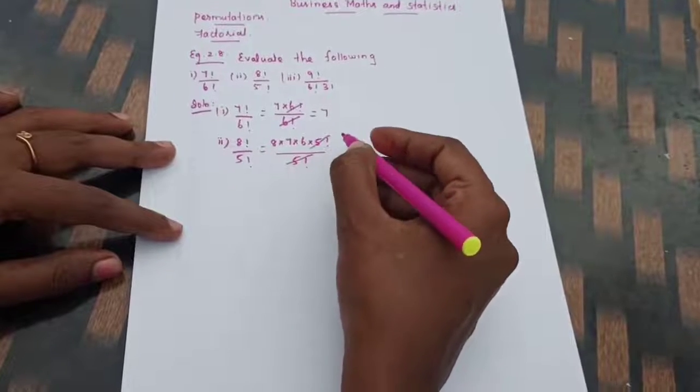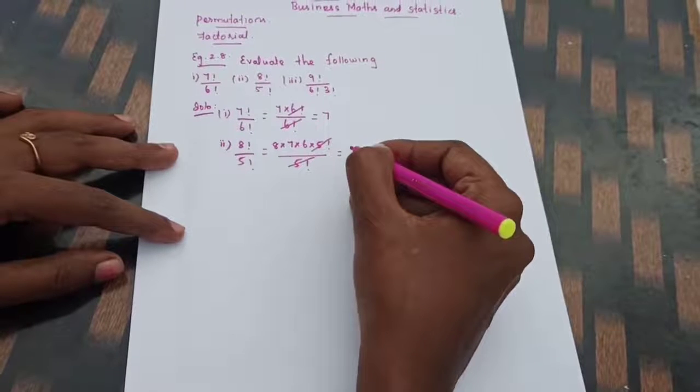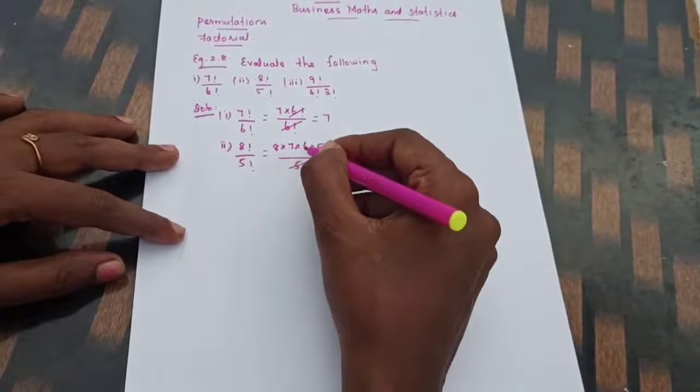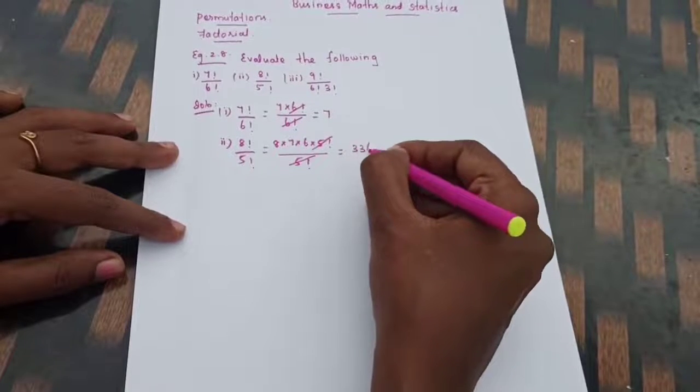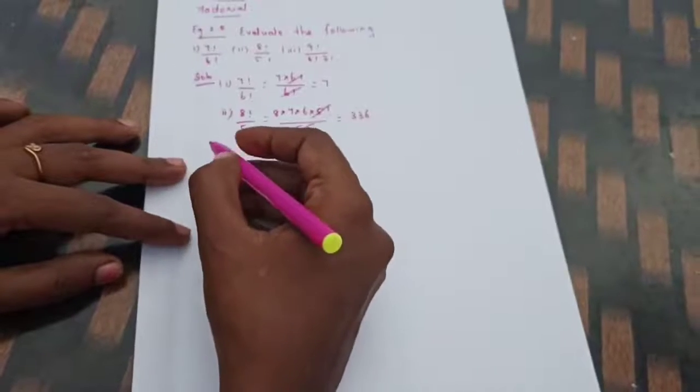So this term and this term will get cancelled. Multiply 8 into 7 into 6. 7 into 6 is 42. 42 into 8, you will get 336. Okay.